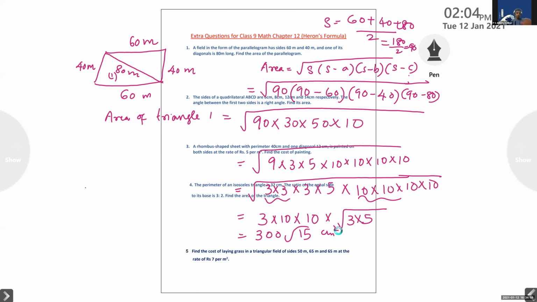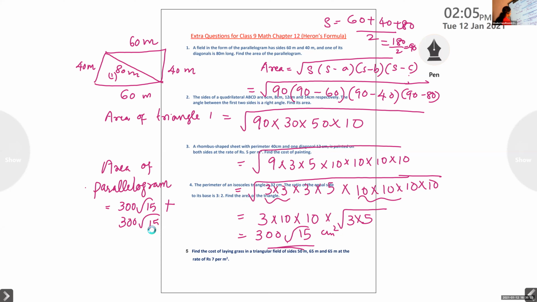Yes, ma'am. Okay. Now we have to find one more triangle, and it has the same measurement. So area of parallelogram equal to 300 root 15 plus 300 root 15 equal to 600 root 15 meter square.